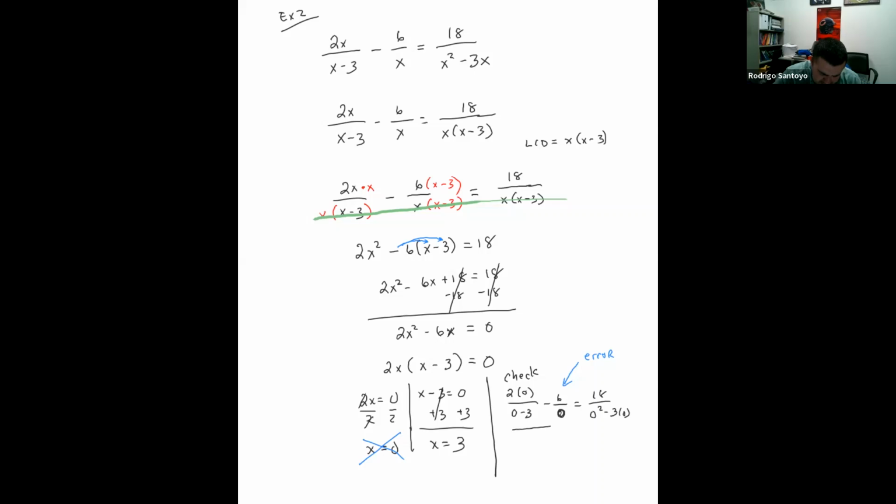And if we do x equaling 3, 2 times 3 over 3 minus 3, minus 6 over 3 equals 18 over 3 squared minus 3 times 3. Notice that this here causes an error. So because of that, both of those are wrong. Here we get no solution.